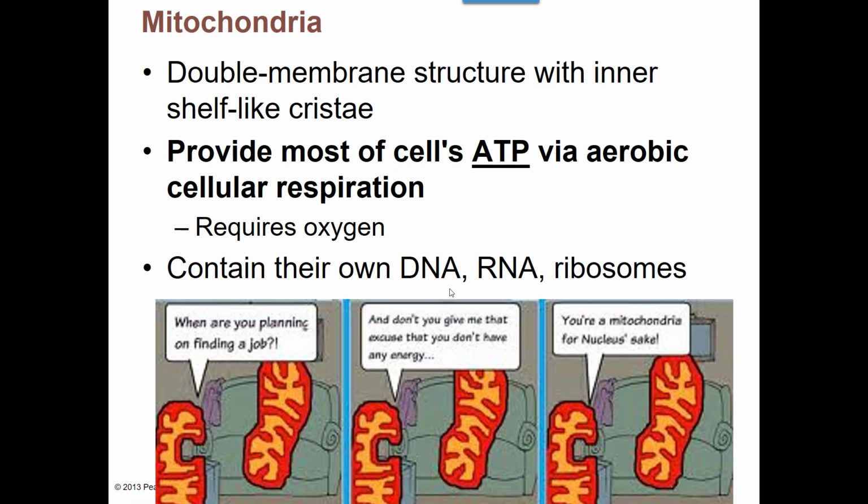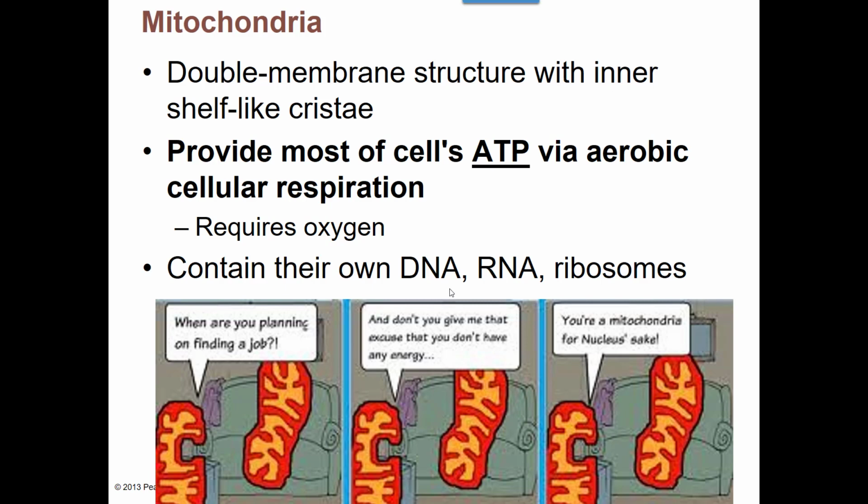Now, the main function, and I bolded it for a reason, the main function of your mitochondria, it makes ATP. It makes that energy currency that the cell needs to run all of the chemical reactions that happen inside the cell. Now, the most ATP can be made during aerobic cellular respiration, meaning there's oxygen present. Some ATP can be made without oxygen, but it's not made in the mitochondria. Lots and lots of ATP is made in the mitochondria when there's oxygen present.